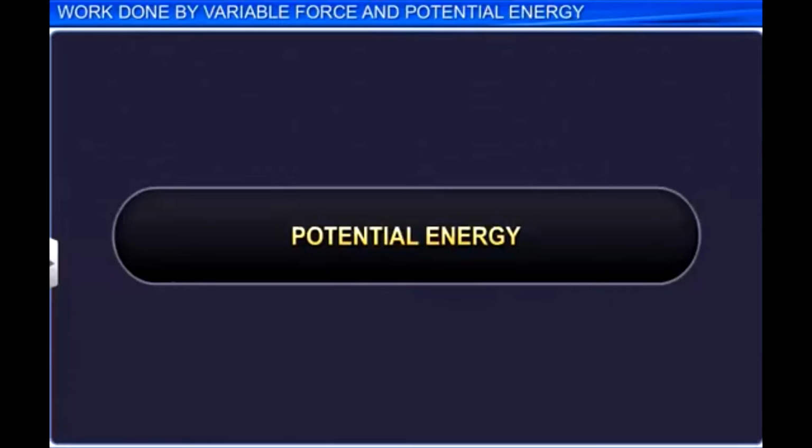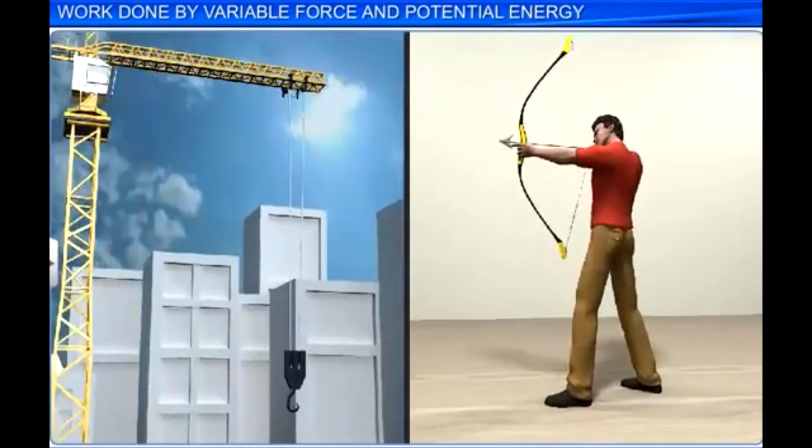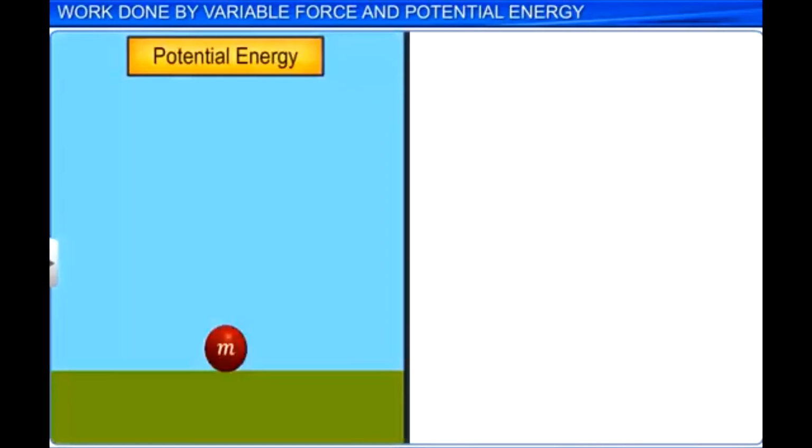Now let us learn about potential energy. The energy stored in a body by virtue of its position or configuration is called potential energy. Consider a body of mass m placed on the surface of the earth. The weight of the body placed on the surface of the earth is denoted by mg. Let this be equation 9.